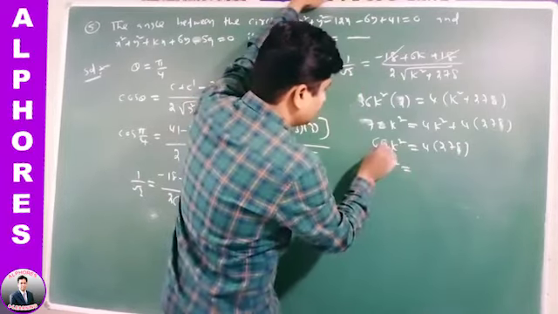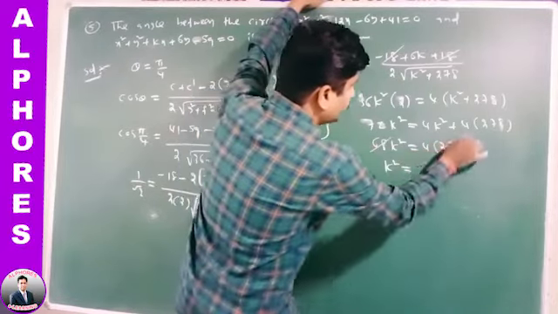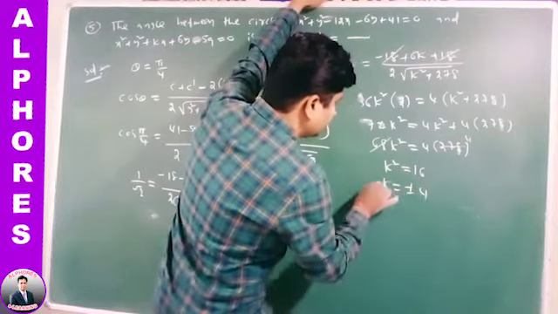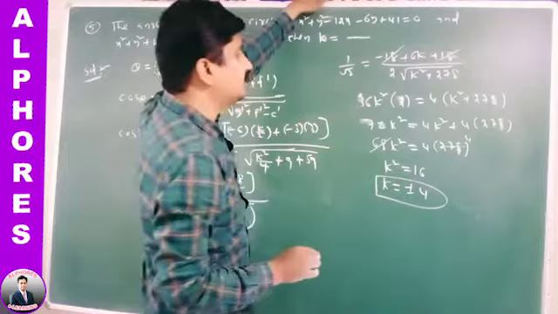K square equal to here 68 4s are. Now k square equal to 16. Here k equal to plus or minus 4. K equal to plus or minus 4.